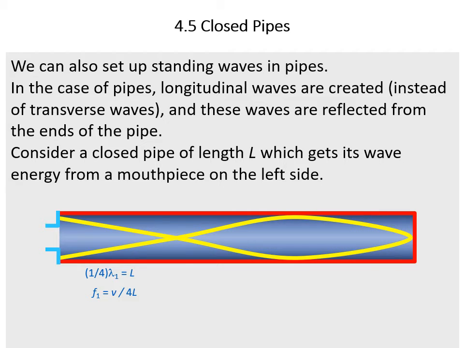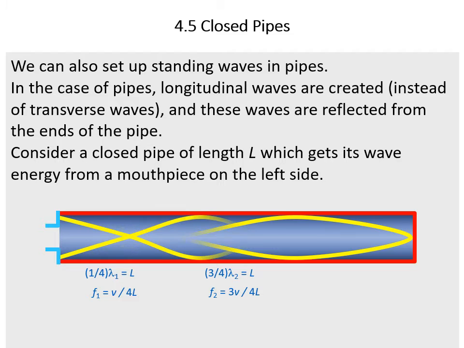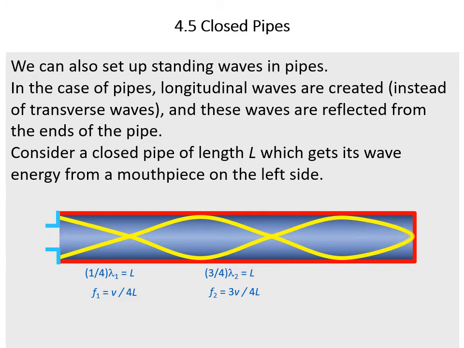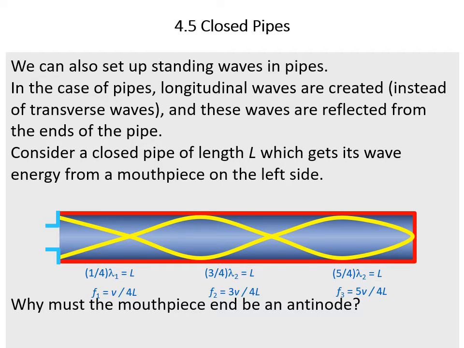And this is now the appearance of the second harmonic. You should sketch all of these. In this case, 3/4 of a wavelength fits inside of the length L of pipe. So the frequency of the second harmonic is 3 times the wave speed over 4L. And then this is a sketch of the third harmonic frequency. In this case, we get 5/4 times the wavelength equals the length of the pipe. So the third frequency is 5v over 4L.